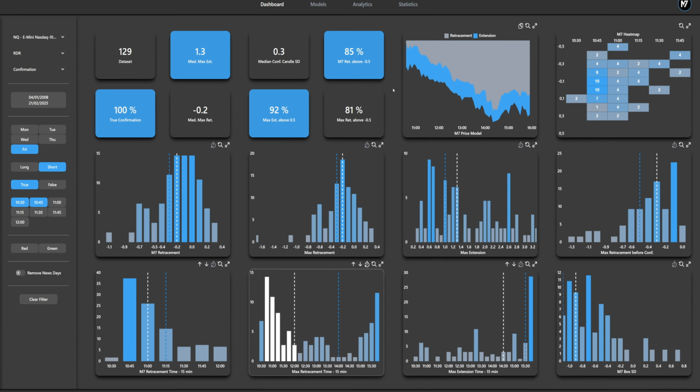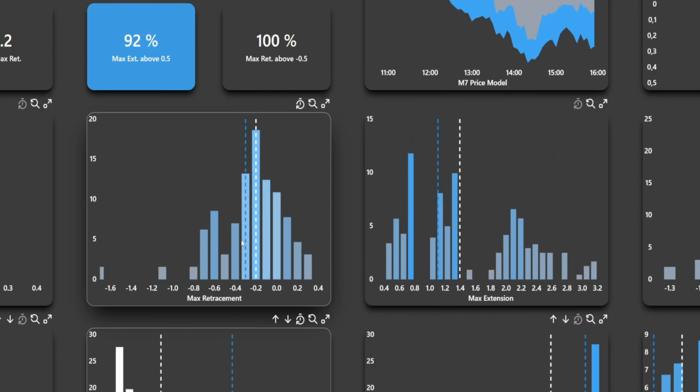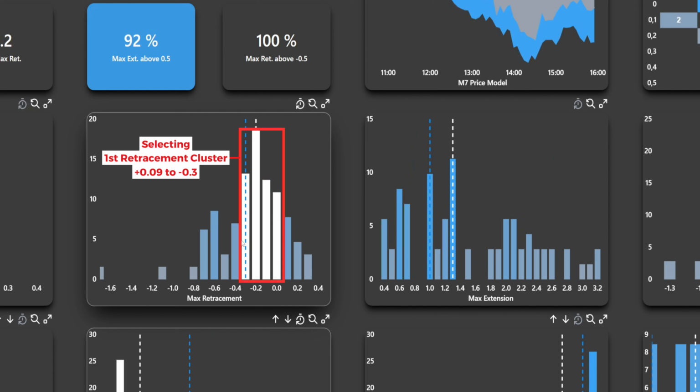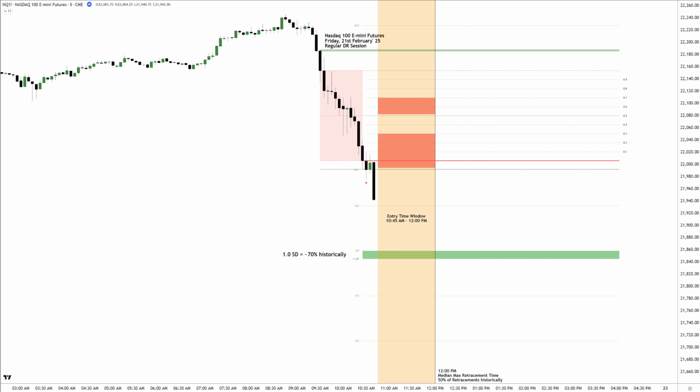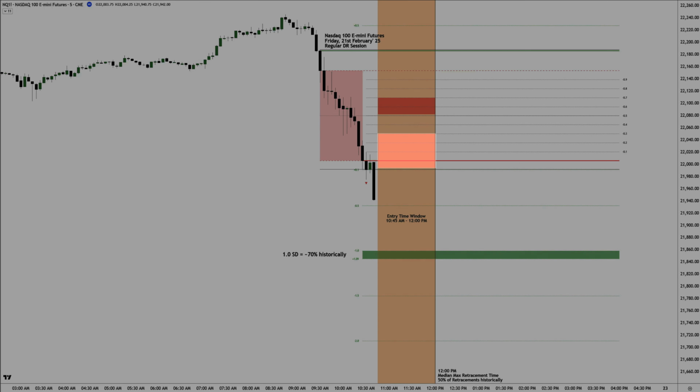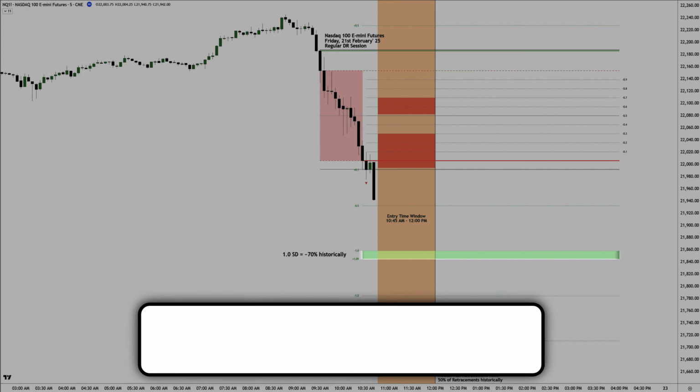When cross-filtering the maximum retracement areas just based on the first retracement cluster, we can see that for entries in the retracement area from plus 0.09 to minus 0.3, the one standard deviation stands out in the target distribution. That's a very cool feature in QuantX, isn't it? That means that for entries especially taken within the first retracement cluster, the probability is extremely high that price will extend toward the one standard deviation level.